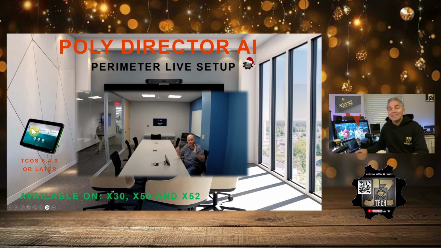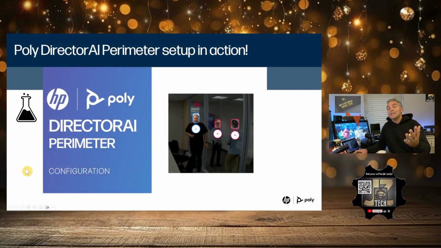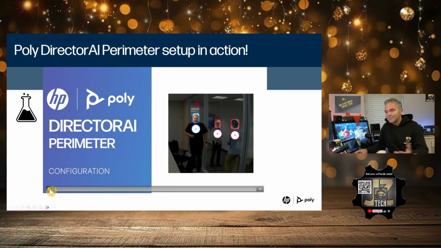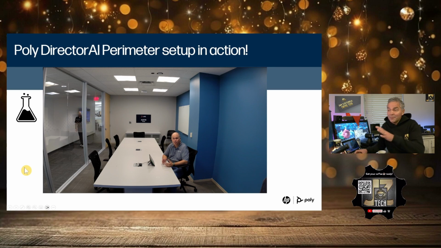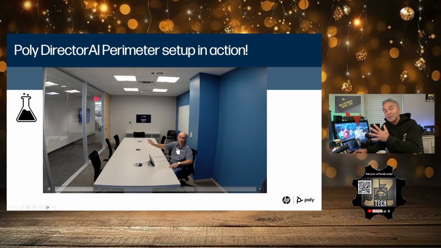So now with TCOS, so the touch controller software 6.4 or later, you're able to turn on perimeter live setup. As I said, a video is 1,000 words. So let me quickly show you how that looks like. Here, quick example, a meeting room with some glass. So we got Brian here walking outside the glass. We got here Bob sitting inside the meeting room. Now Studio X doesn't know that Brian is walking outside the meeting room.